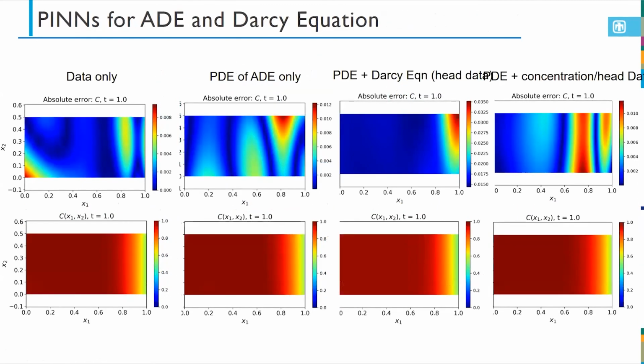This shows a snapshot of our preliminary data. If you look at data only, we're using quite a large number of data points, so the data-driven model has a relatively good estimation. The first row shows the absolute error map, and the second row shows the predicted concentration field.